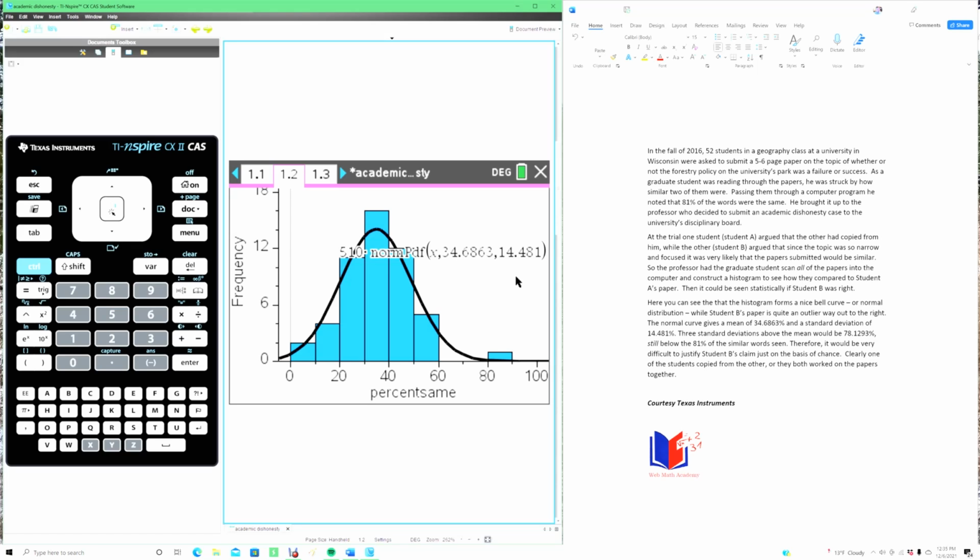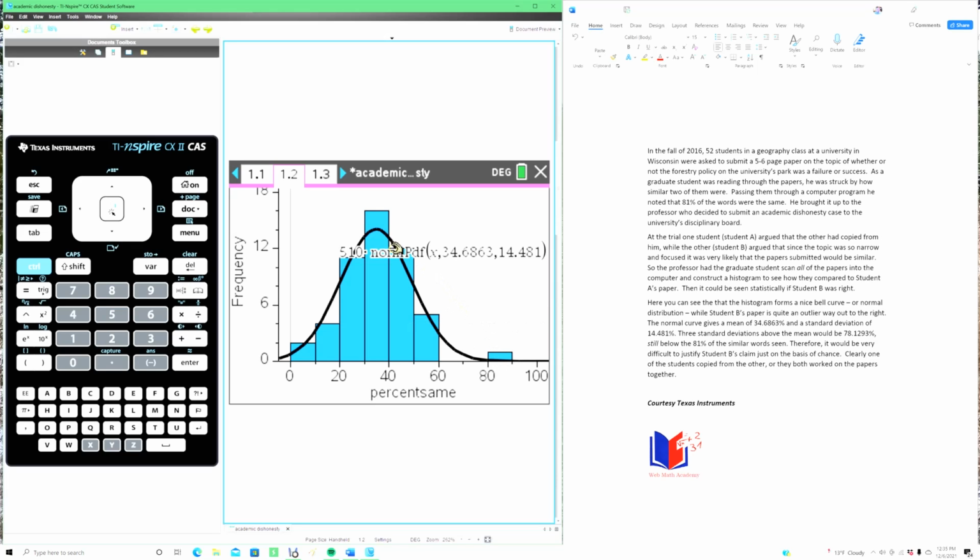So the professor had the graduate students scan all of the papers into the computer and construct a histogram to see how they compared to Student A's paper. Then it could be seen statistically if Student B was right. Here you can see the histogram which we formed using a Texas Instruments CAS calculator, and you can see it forms a nice bell curve or normal distribution, while Student B's paper is way out here to the right. We call that the outlier.